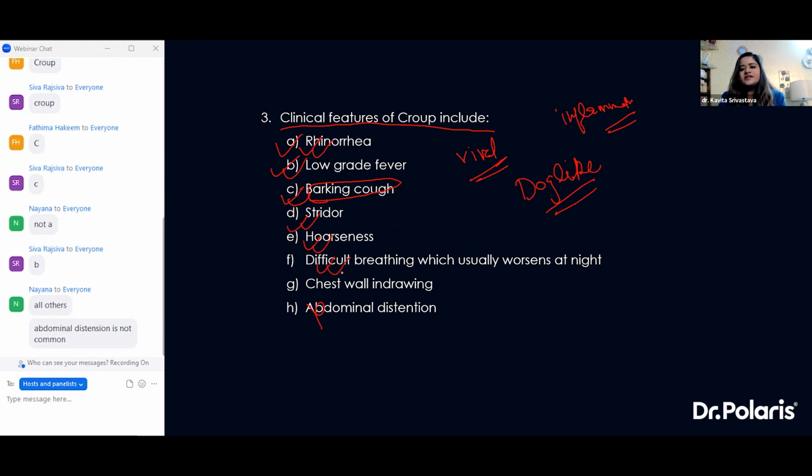Difficult breathing. Definitely because the airway is getting inflamed, the amount of area that was available for the air to pass through, that is getting obstructed. So when the child lies down at night, so what will happen? In that supine position, the obstruction is all the more. So because of that, there's difficulty in breathing and the child will have a very disturbed sleep at night. Chest wall indrawing, again, it will happen because of increased respiratory rate or respiratory distress. So these are all commonly seen symptoms that is present in croup.